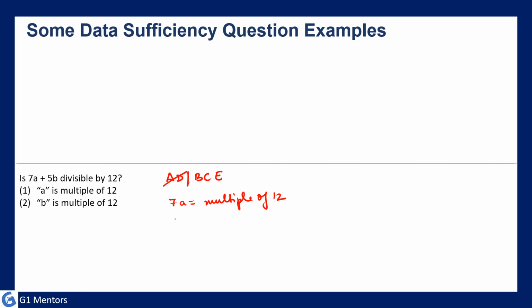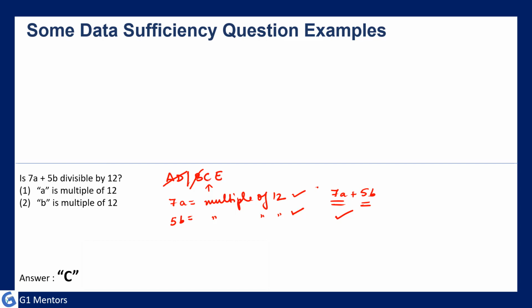Now let's see the second statement alone. B is a multiple of 12. If B is a multiple of 12, then definitely 5B is also a multiple of 12. But similarly, it does not speak about A. So I strike off B. Now let's take the two statements together. If 7A is a multiple of 12 and 5B is a multiple of 12 by both statements together, then definitely 7A plus 5B will be a multiple of 12. So the answer option is C for this question.